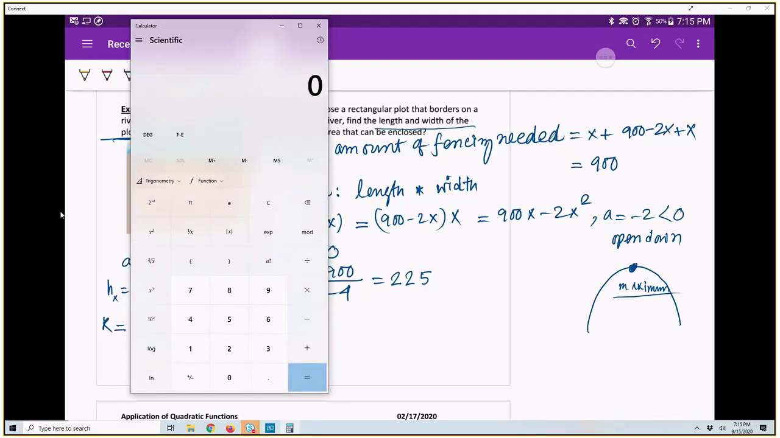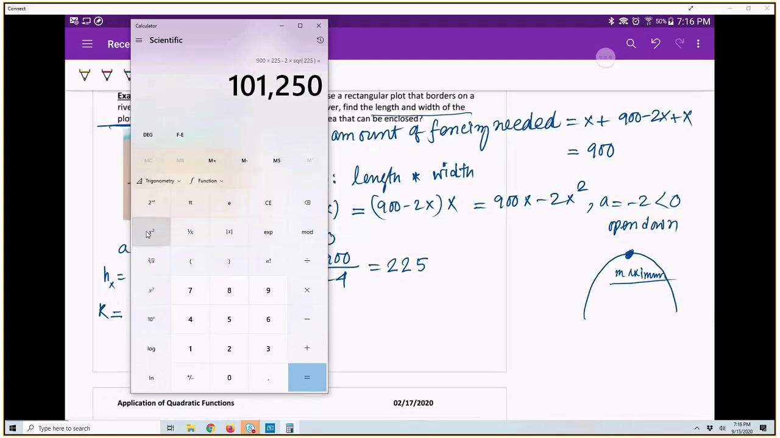So I'm going to multiply 900 with 225, and then I'm going to subtract 2 times the square of 225. So 225 squared, and I should get 101250.